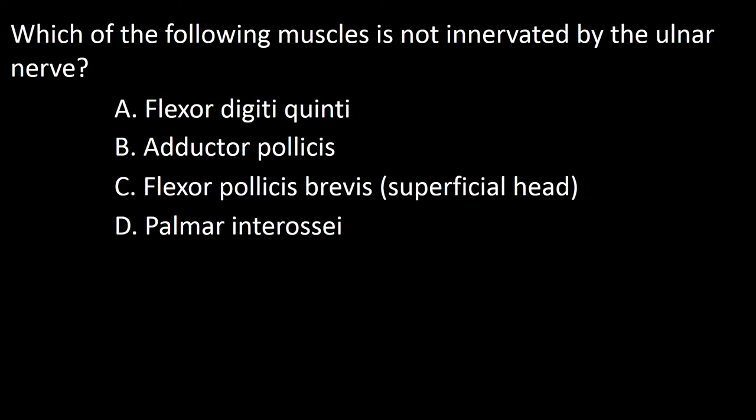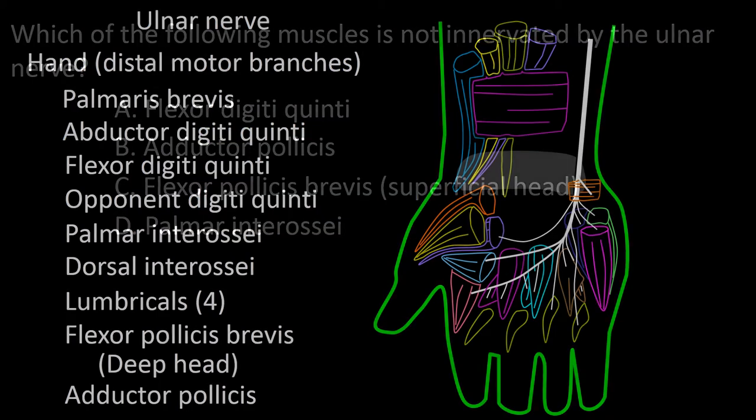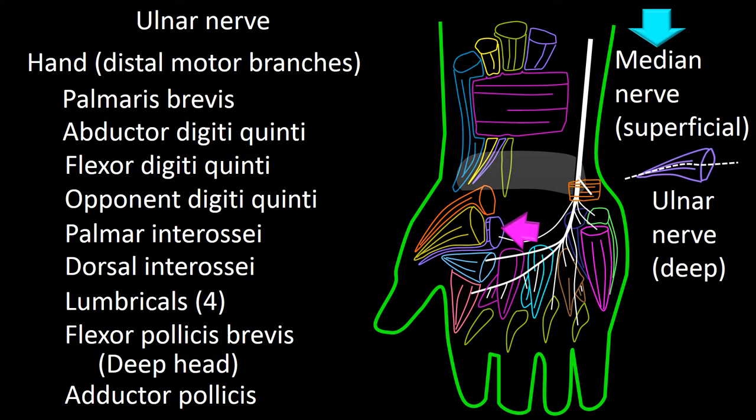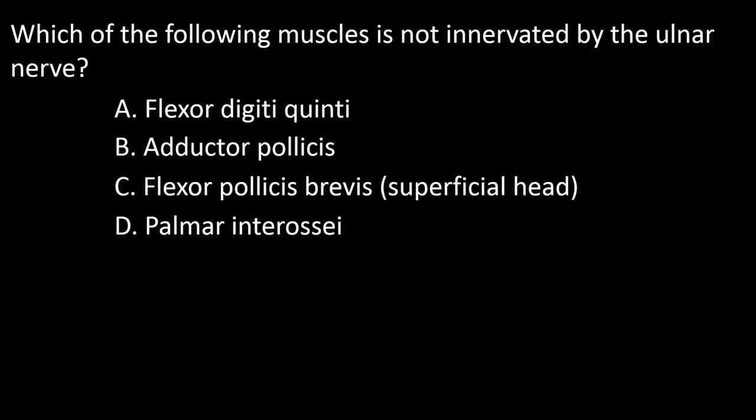Next question. Which of the following muscles is not innervated by the ulnar nerve? A. Flexor digiti quinti. B. Adductor pollicis. C. Flexor pollicis brevis superficial head. D. Palmar interossei. In this figure, you can see all ulnar innervated muscles of the hand. But in case of the flexor pollicis brevis, the ulnar nerve only innervates the deep head of this muscle. The superficial head is innervated by the median nerve. Here in this frame, I have illustrated this point. So the answer to this question is C. Flexor pollicis brevis, superficial head.